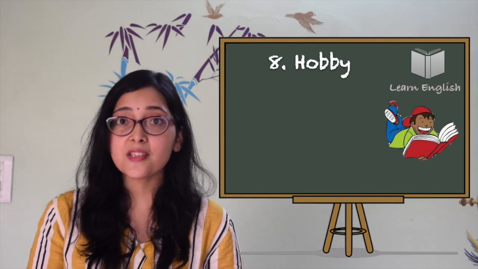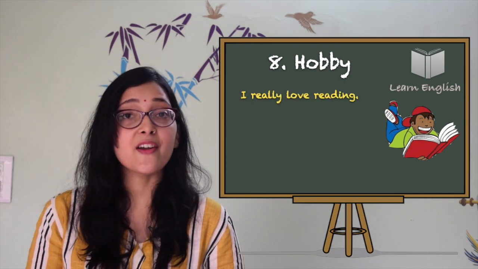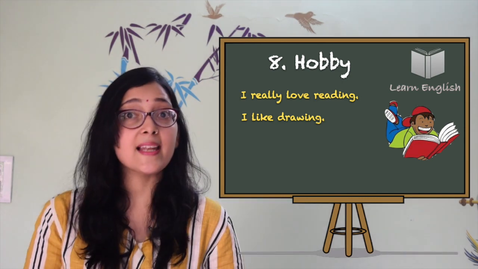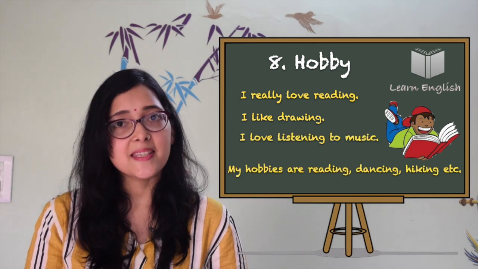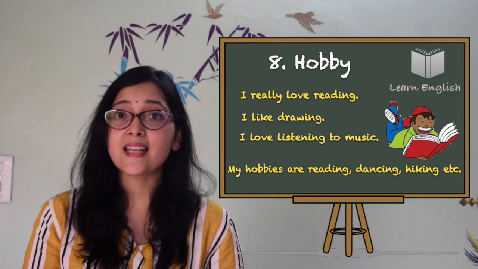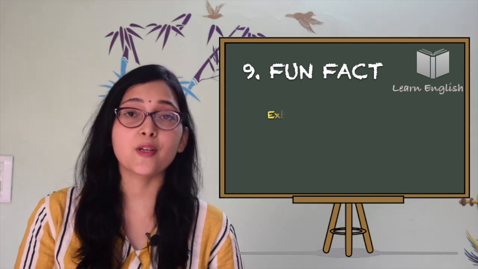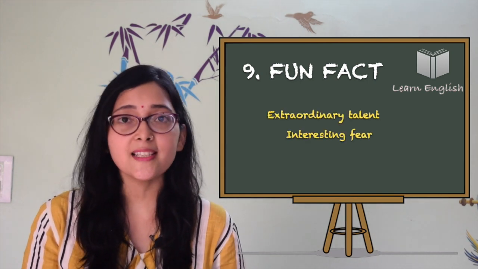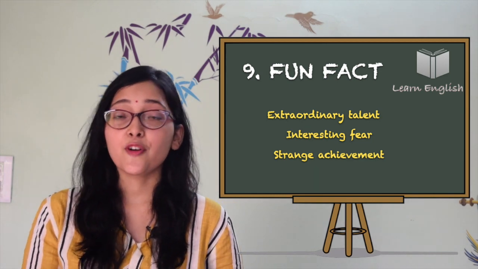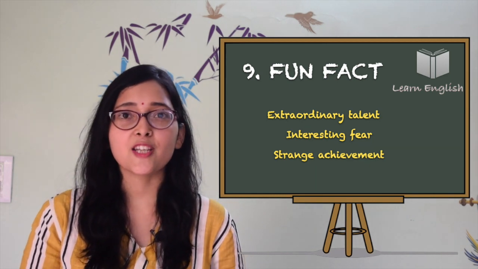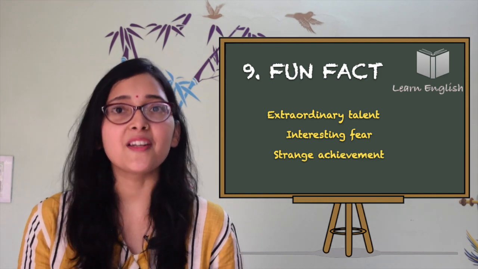Another point is hobby. Now, this is the most important part of your self-introduction. You can say, I really love reading, or I like drawing, I love listening to music. Or you can simply say, my hobbies are reading, dancing, hiking, etc. Now the last part is the fun part. You can share your extraordinary talent or your strange fear or your strange achievements. For example, I can touch the tip of my tongue with my nose. Just kidding, do not mention that. There can be other fun facts.